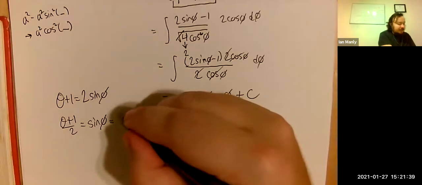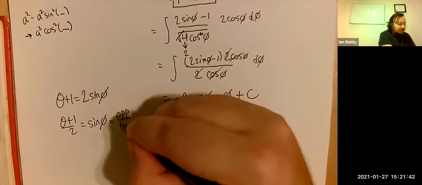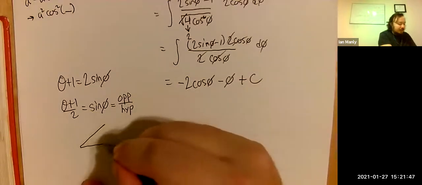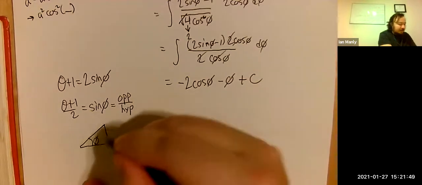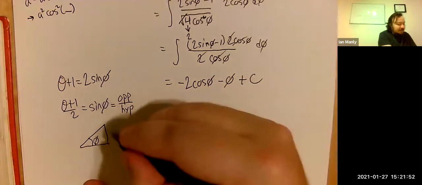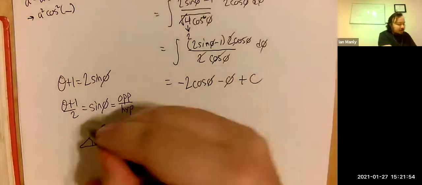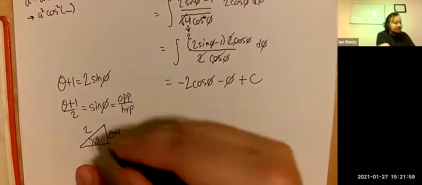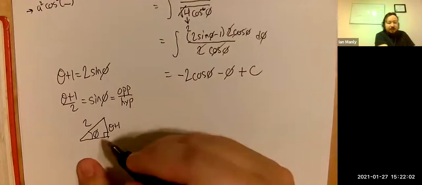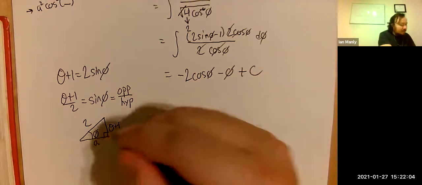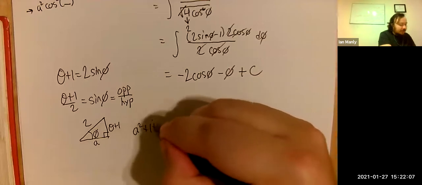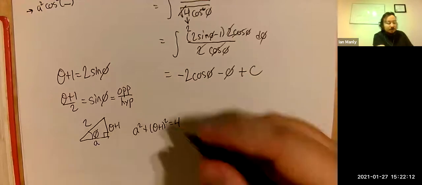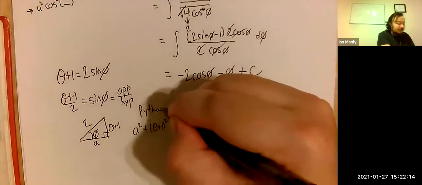And sine, as we know, is going to be opposite over hypotenuse. So as I draw my triangle here, here's my angle phi, and my opposite side is theta plus 1. My hypotenuse is 2. Okay, so if my opposite side is this, my hypotenuse is 2, then we could use the Pythagorean theorem to get the adjacent side. So a squared plus theta plus 1 squared is 2 squared, or 4. This is the Pythagorean theorem.